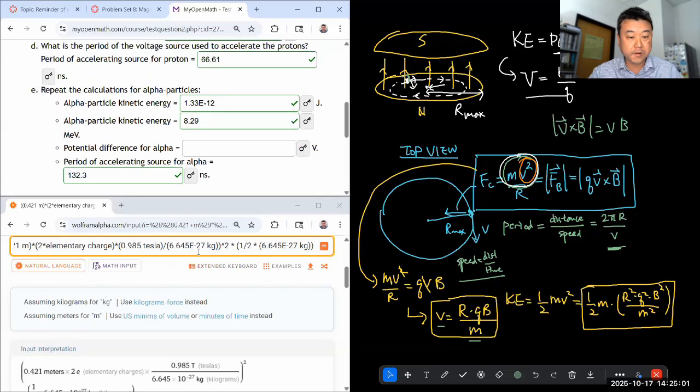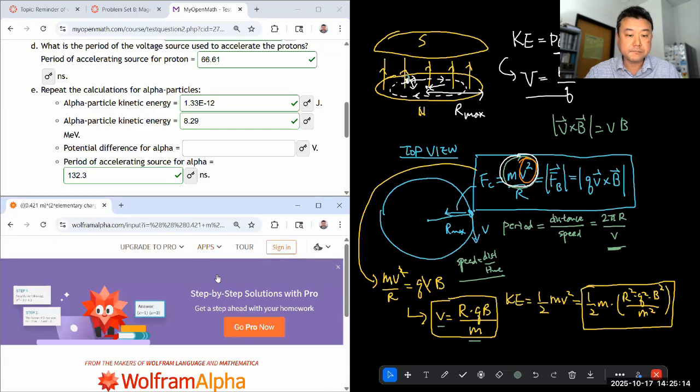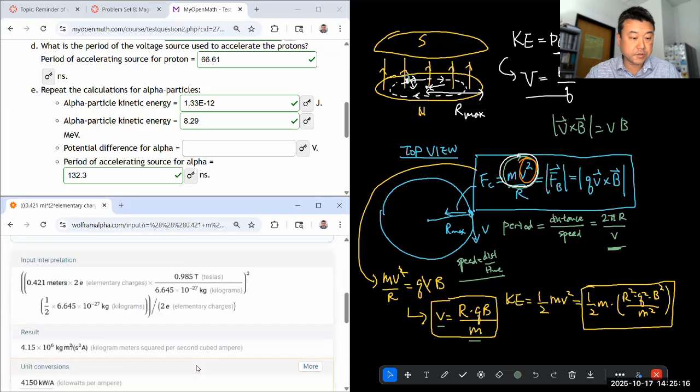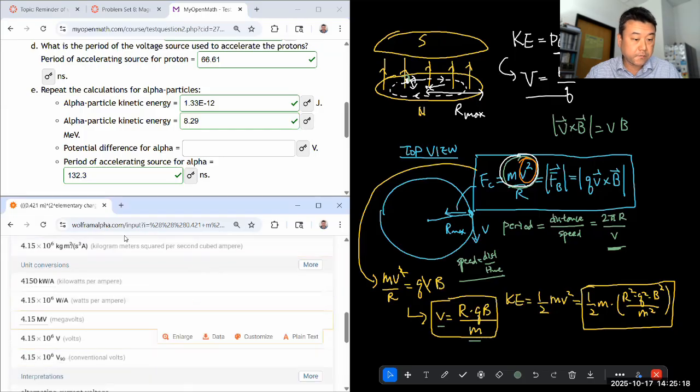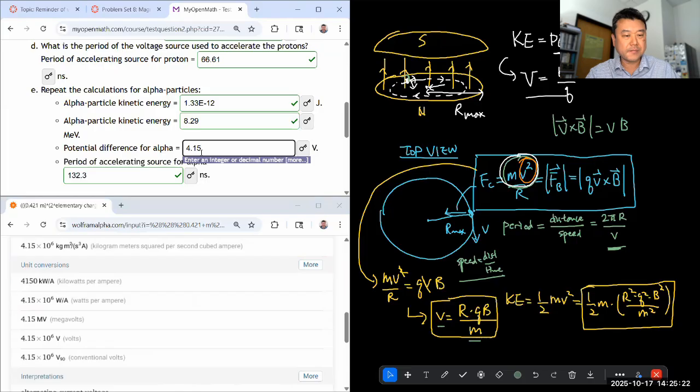Now the potential difference. This entire thing is the expression for the kinetic energy. I'm going to divide by the alpha particle charge, which is 2 times elementary charge. So that should give me the voltage, 4.1. Yes, so the voltage is different. Wait, 4.15 E6 volts.